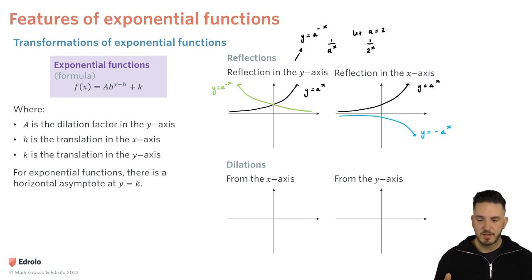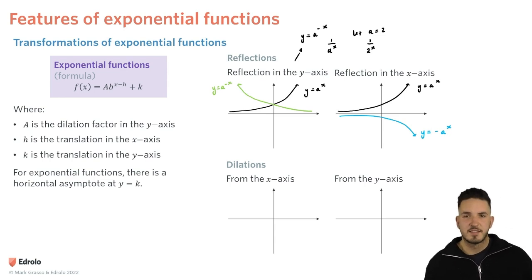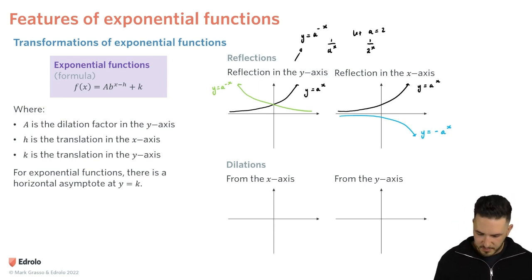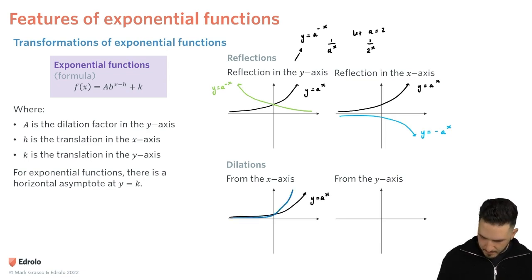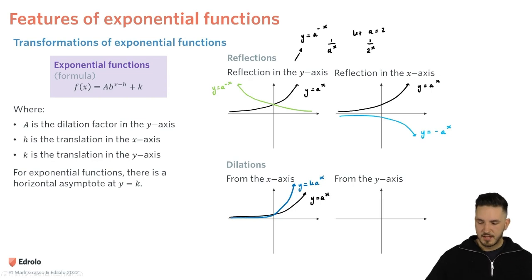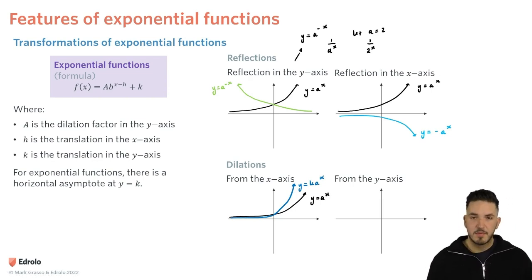Okay, so it's another way of thinking about decay. And in this instance, really what it is is a reflection in the y-axis. Okay, so now let's look at dilation. So starting with the dilations from the x-axis. If you have y equals a to the x, that's a little bit better. So this is going to be y equals k times a to the power of x. So that k is essentially multiplying and pulling it away from the x-axis. So it's affecting the y values.